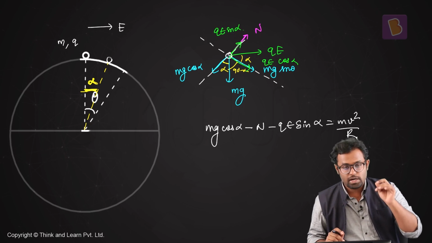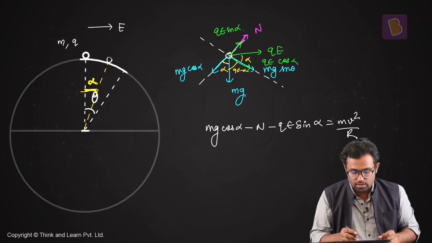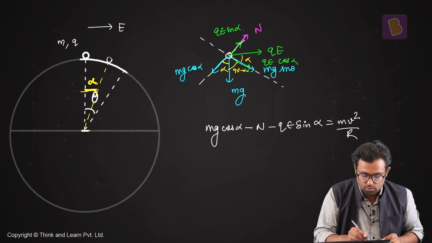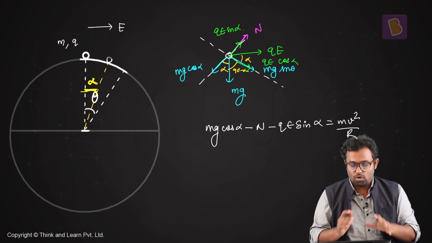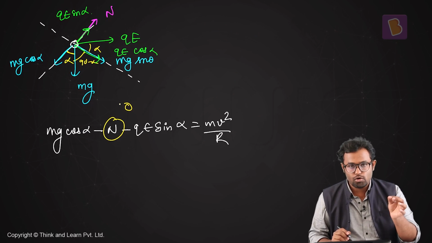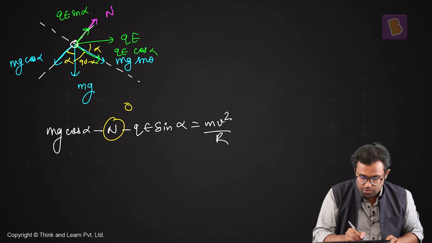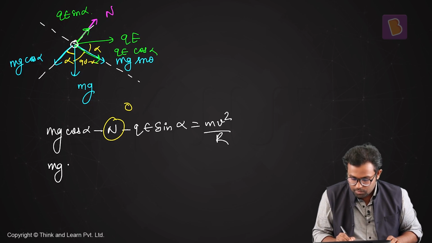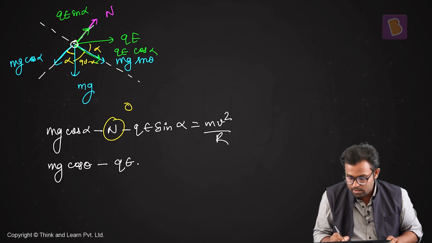Now I want the expression at a point where it loses contact. And what is so special about the point where it loses contact? At the point where it loses contact, N becomes 0. Okay, there's no more normal reaction. So now this expression becomes, instead of alpha I'll have theta, mg cos theta minus QE sin theta is equal to mv square upon R.